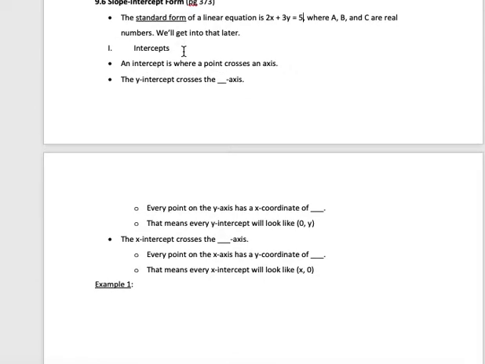The first section we're looking at are intercepts. When I think of intercepts, I think of football, when a ball is being intercepted, right? I really don't know much about football, so I don't know why I think about that. But anyway, an intercept is where a point crosses an axis. So the y-intercept crosses the, take a wild guess, y-axis.